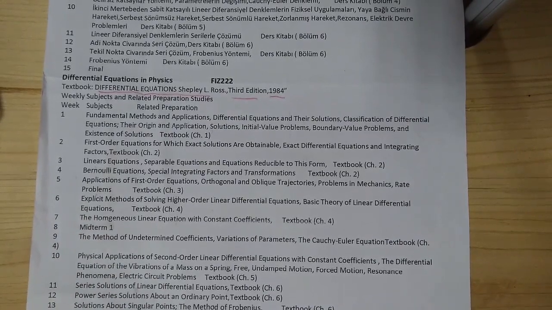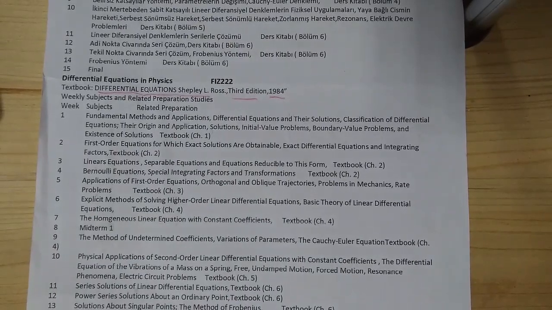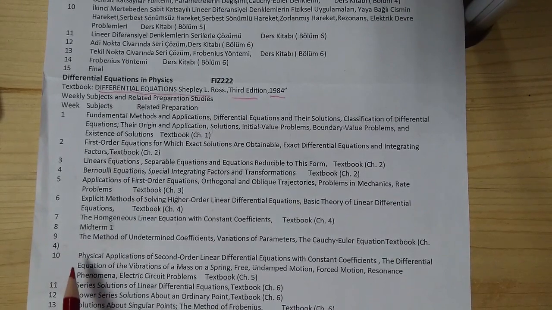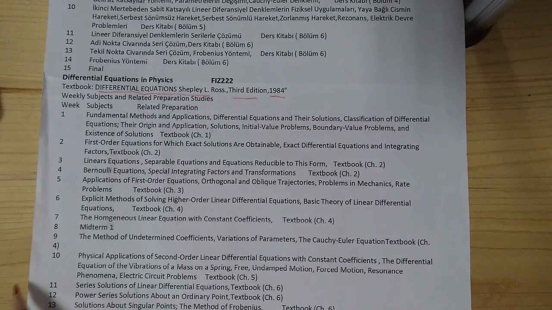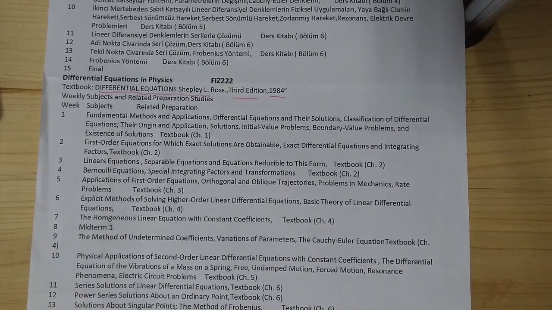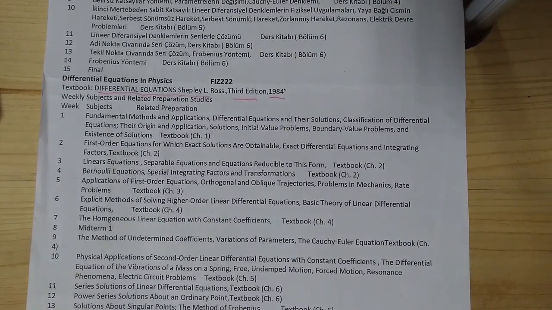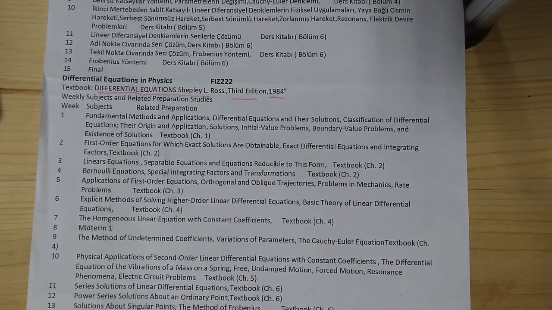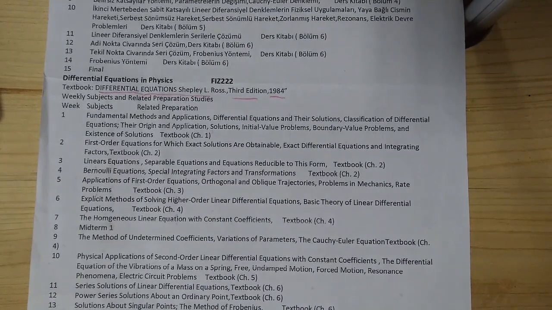Midterm exam, this is the 8th week. And we continue studying after the midterm exam. We continue studying chapter 4 again: the method of undetermined coefficients, variation of parameters, the Cauchy-Euler equation. So week 10: physical applications of second order linear equations with constant coefficients, the differential equation of the vibrations of a mass on a spring, free undamped motion, forced motion, resonance phenomena, electric circuit problems. These are all in chapter 5.